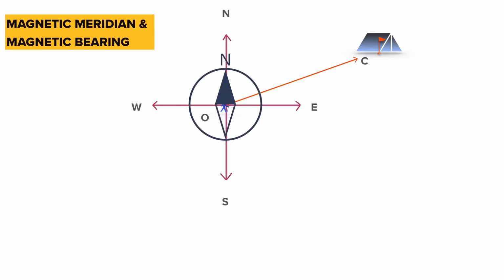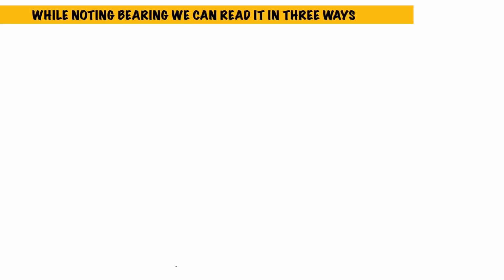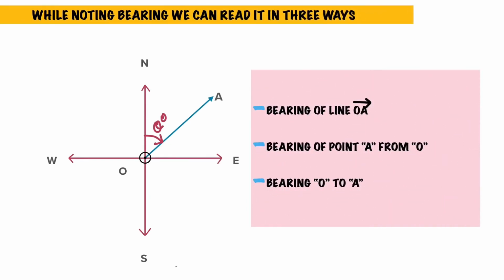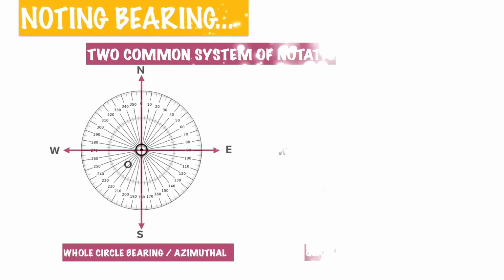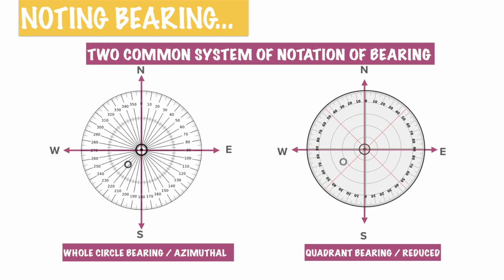Thus, it becomes the most convenient way of measuring a bearing. While noting bearing, it can be read in three ways. Let's say we have 2 points O and A. Looking towards A from point O, the bearing can be read as bearing of line OA, shown as a ray OA, which shows the direction where we are looking. Or it can be represented as bearing of A from O, or as bearing O to A.